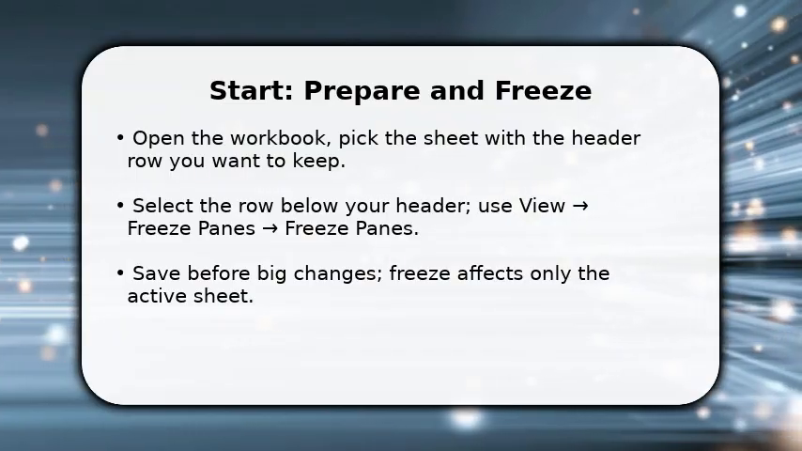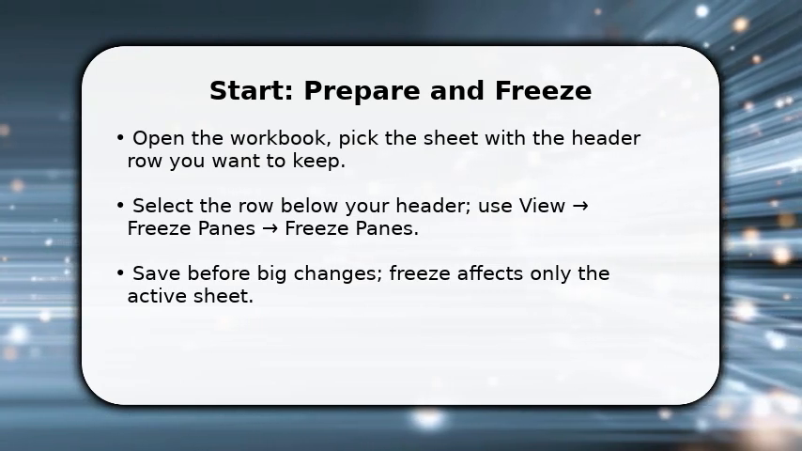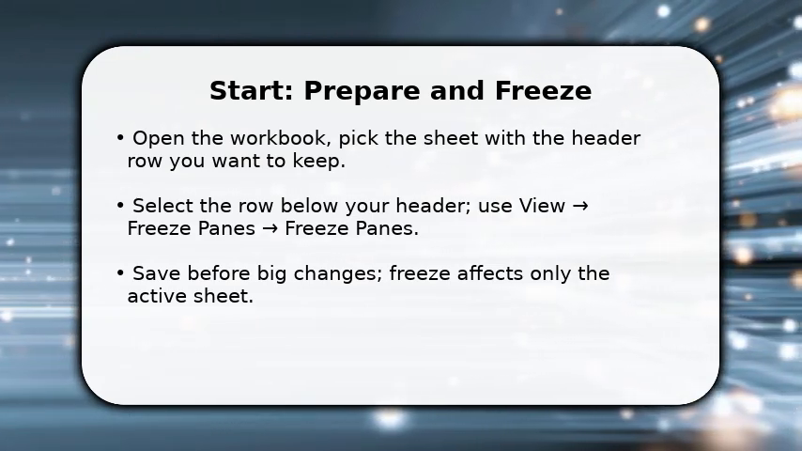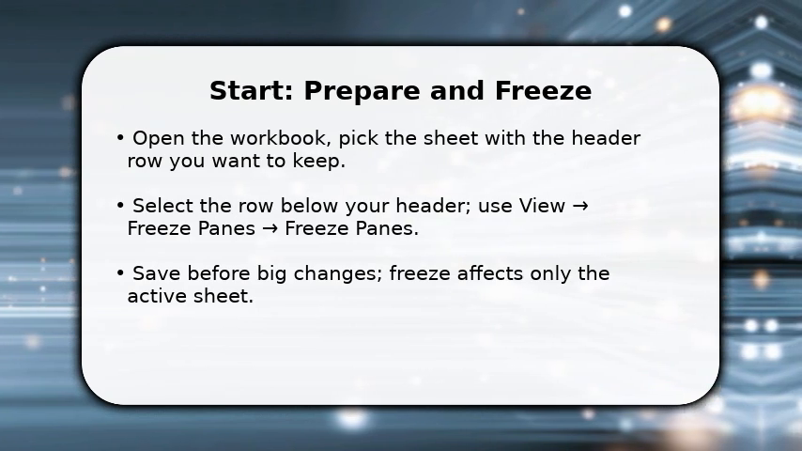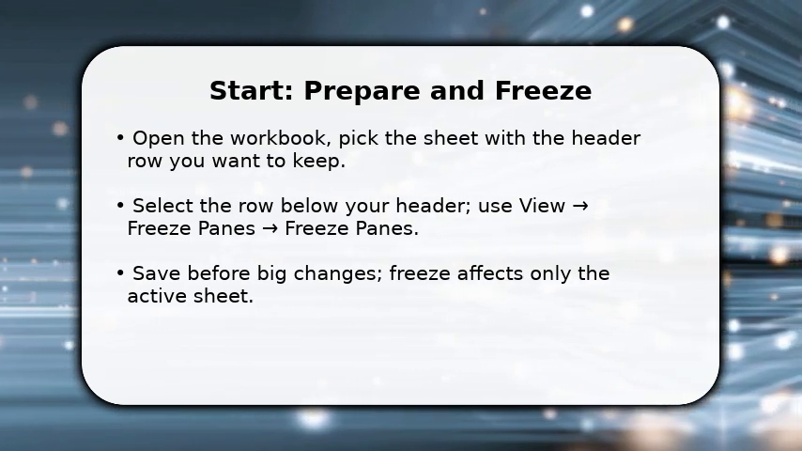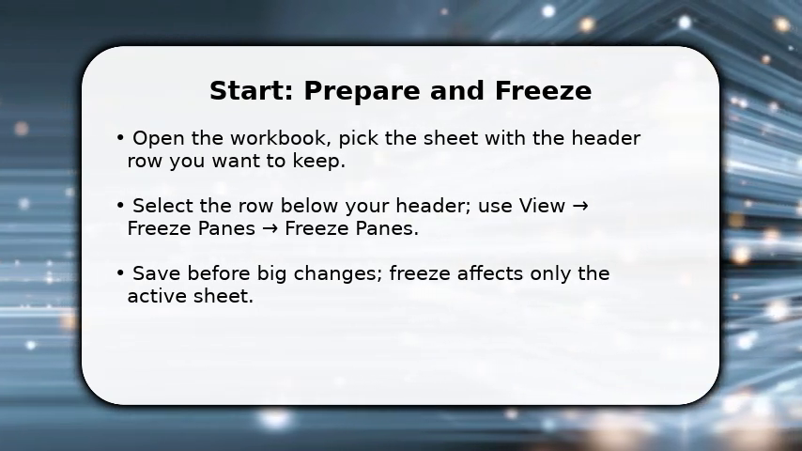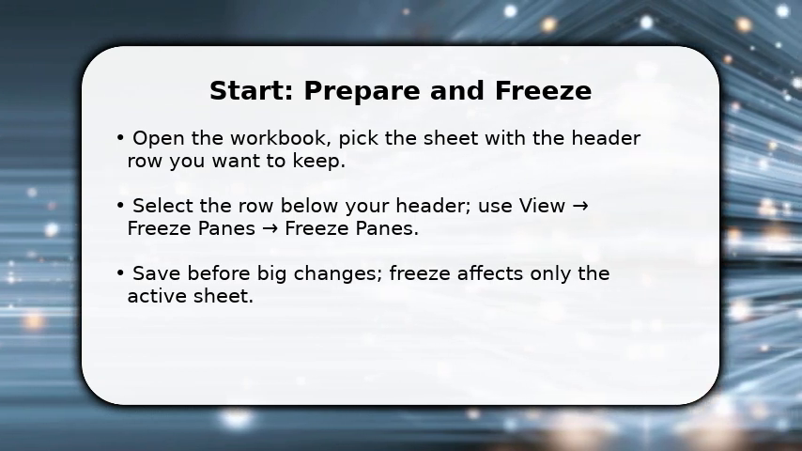You're starting with the sheet that has the header row. Make sure that header is a single, contiguous row. Select the first row below the header so Excel knows where to lock the top. Then go to the View tab and choose Freeze Panes, right arrow Freeze Panes.